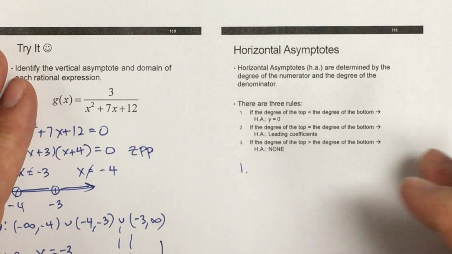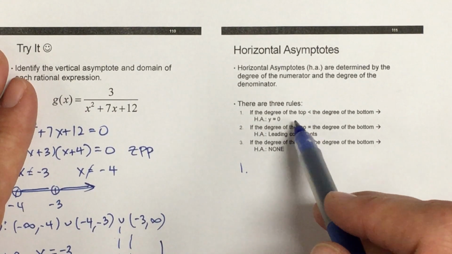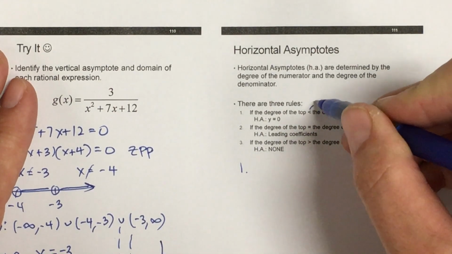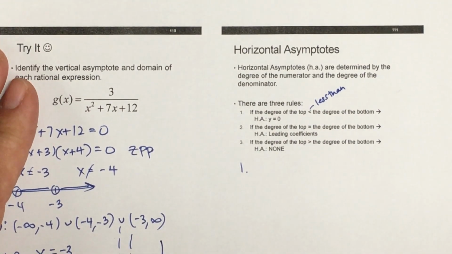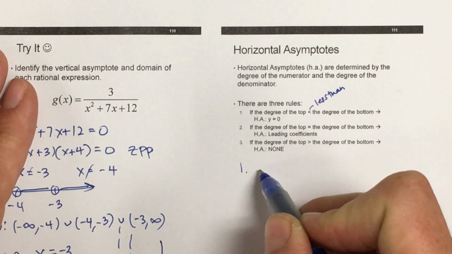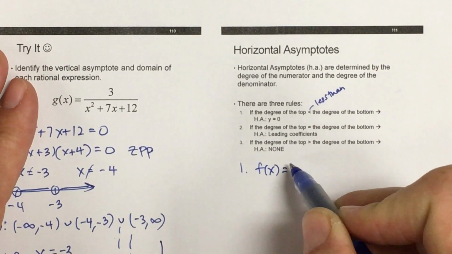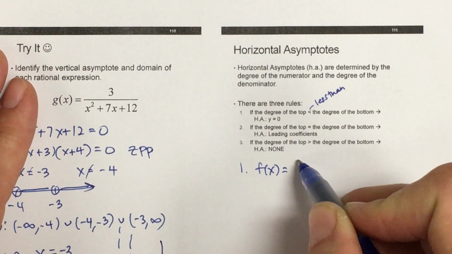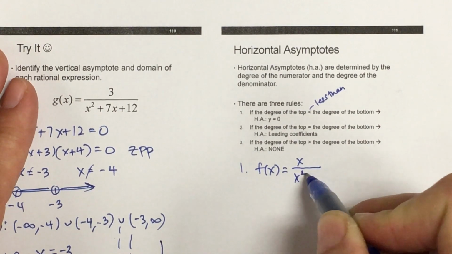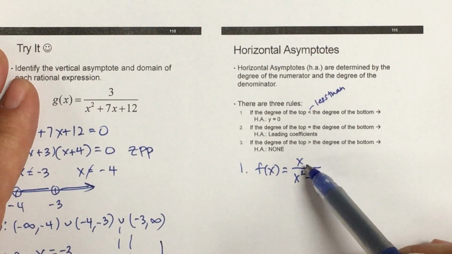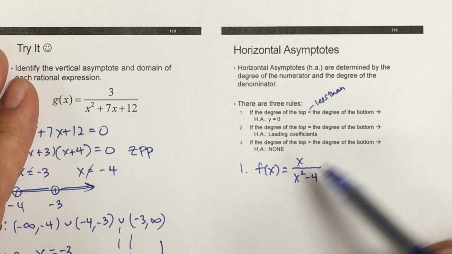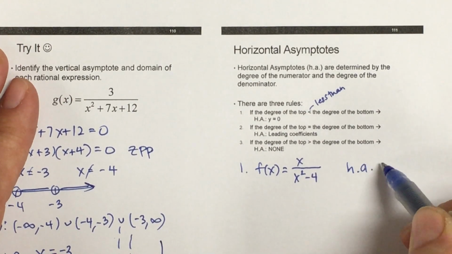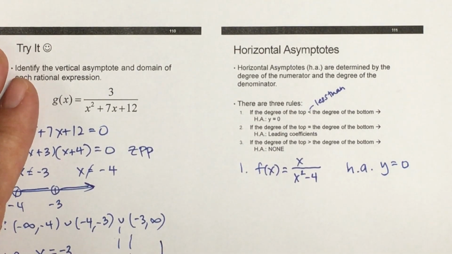So let's come down here where there's a little bit of space and put number 1. If the degree on the top is less than, that's what this symbol means. Maybe I need to write that there, less than the degree of the bottom. So if the degree on top is less than, so let's say x over x squared minus 4. If the degree on the top, this is to the first, is less than the degree on the bottom, this is to the second, then our horizontal asymptote is y equals 0. Okay, there's an example of number 1.